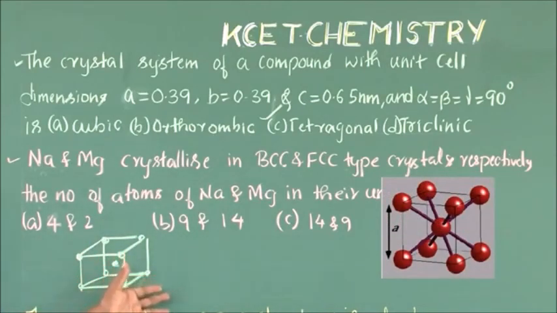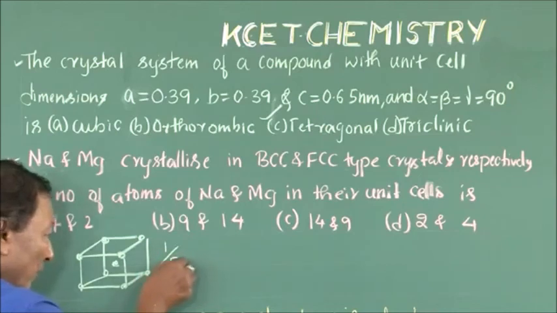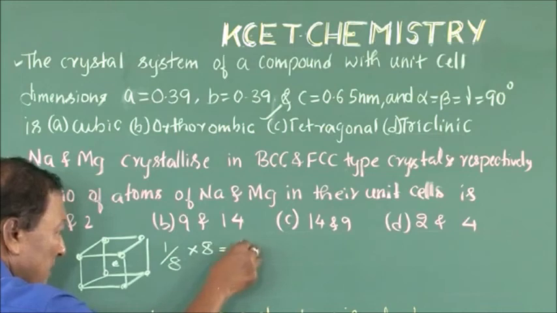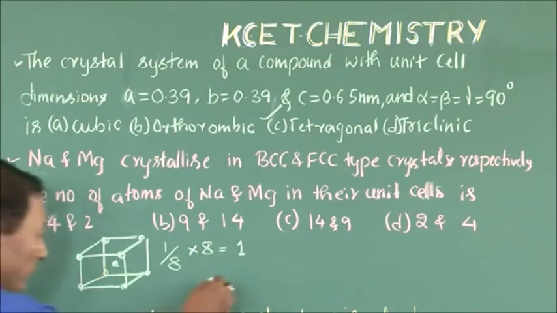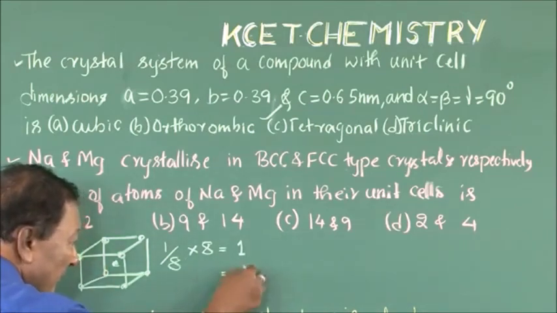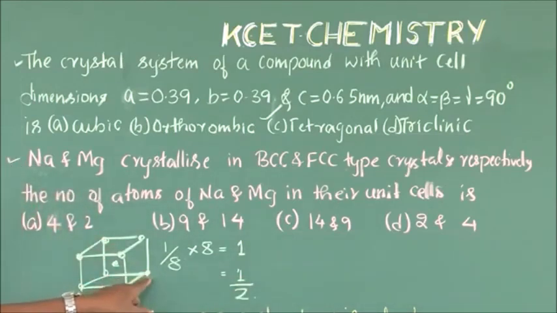Now the calculations are very, very simple. From 8 corners of the unit cell, the number of particles will be 1, because it is 1/8 from one corner, and into 8 from 8 corners, the particle is 1. The body-centered particle is a particle of that unit cell. Therefore, in case of sodium, the number of particles is 2.